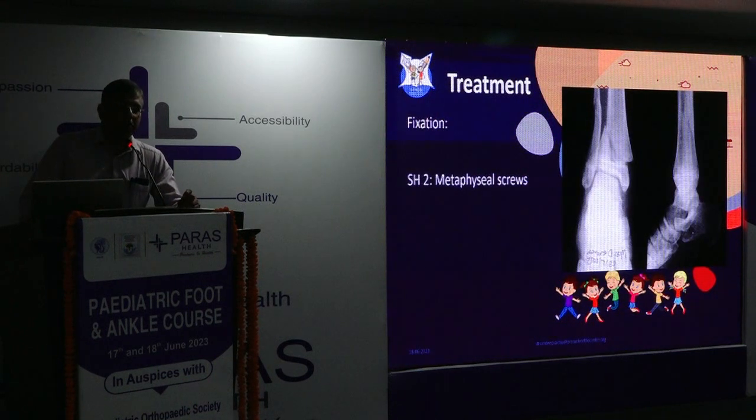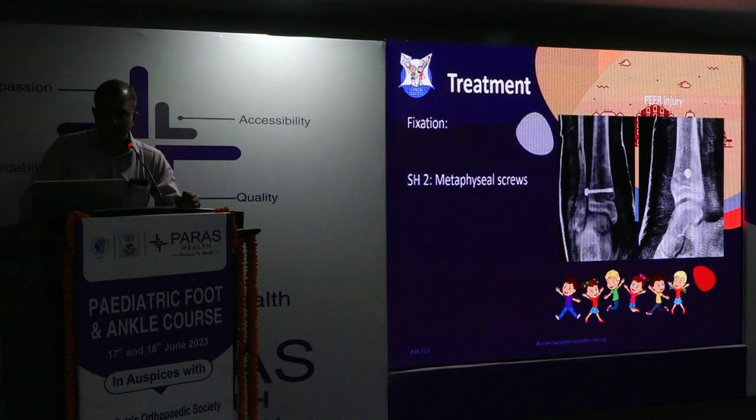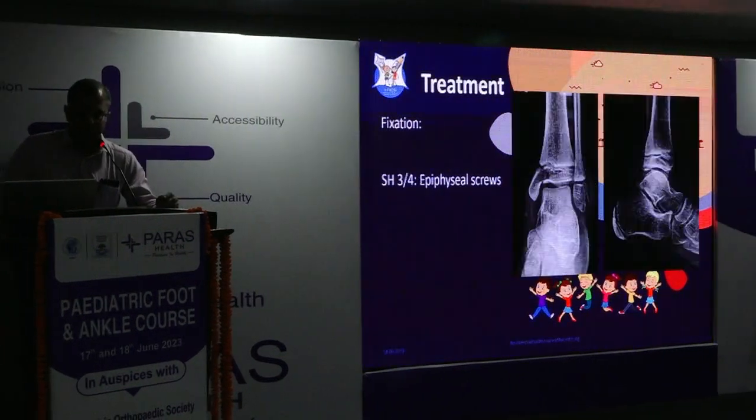Do you need to fix these fractures? Most of the Salter-Harris type 1 fractures which are adequately reduced by your closed reduction maneuver, you don't need to fix them. If at all you fix them, you can do this with K-wires. But in Salter-Harris type 2 fractures, where there is a large metaphyseal beak, you can make use of this beak to do the fixation. So you can fix these fractures with metaphyseal screws like this. By doing this type of fixation, you don't need to breach the physis. Your physis is completely safe.